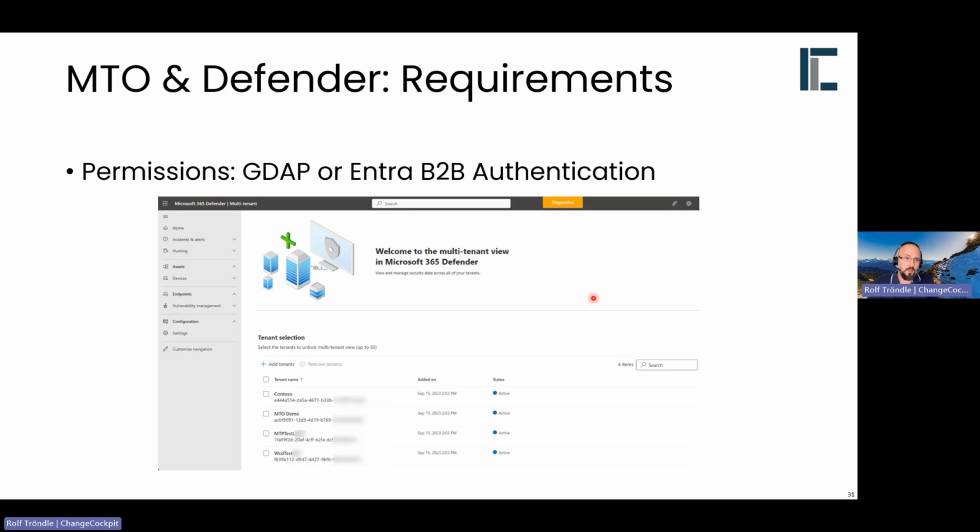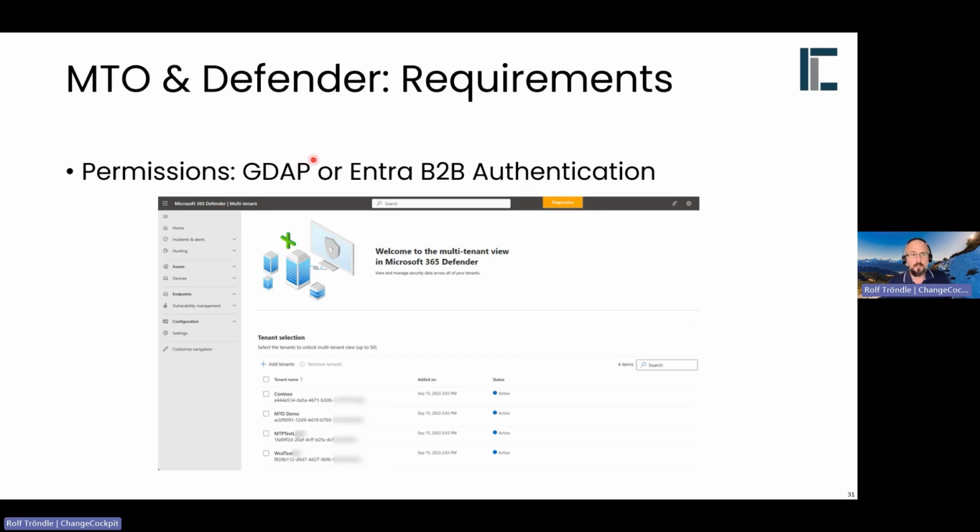First of all, for this portal, you need permissions to all tenants for your admin users. So let's say you are the admin at this Contoso tenant, then you will need security permissions to the security portal in Contoso, but you also need permission for the same user in the Change Cockpit tenant. You can either do this using GDAP, so this means if you use granular delegated admin privileges for partners, then you cannot do MTO, so it's either or.